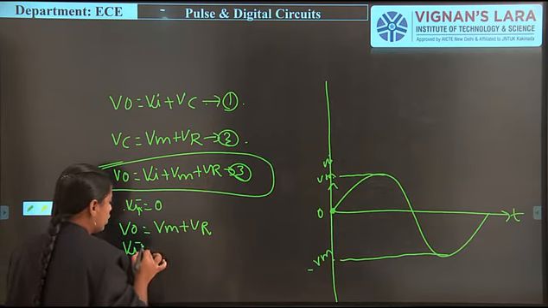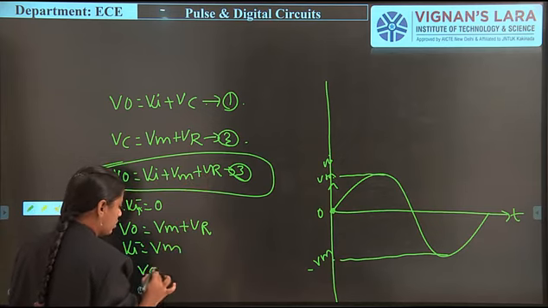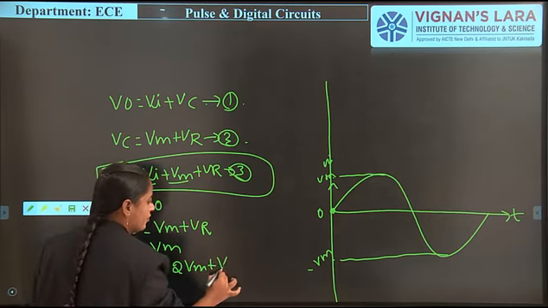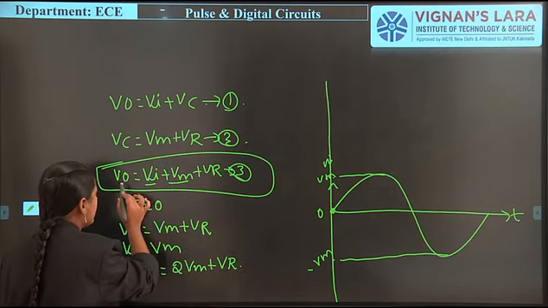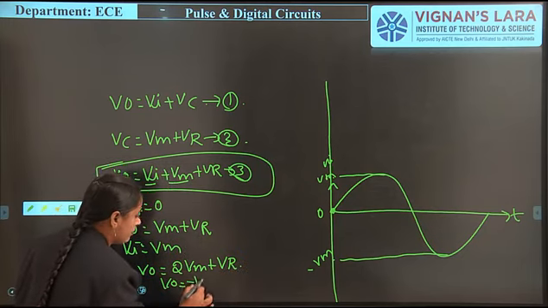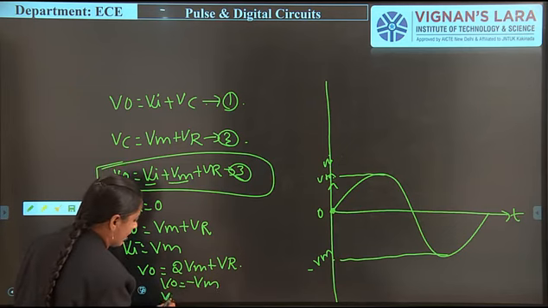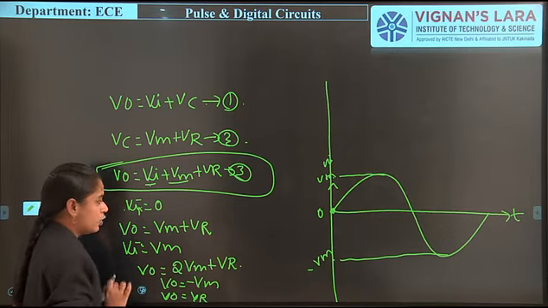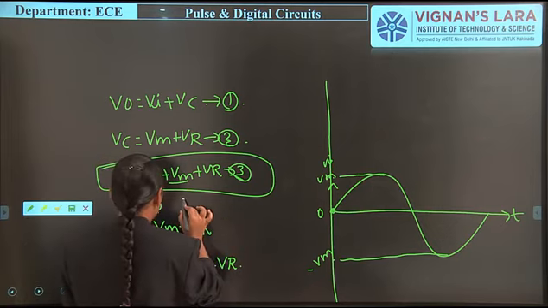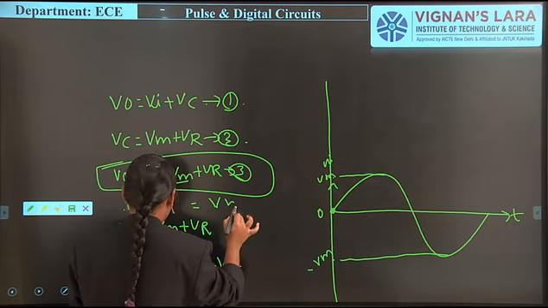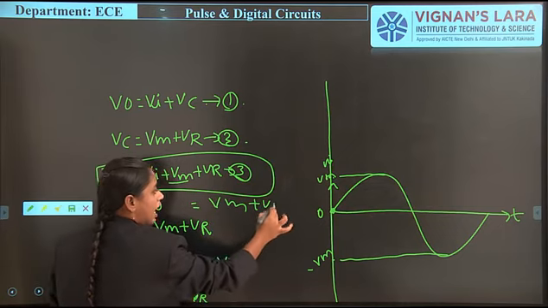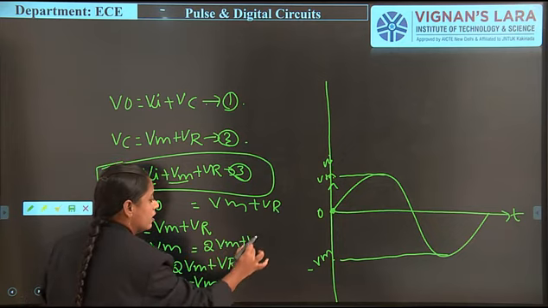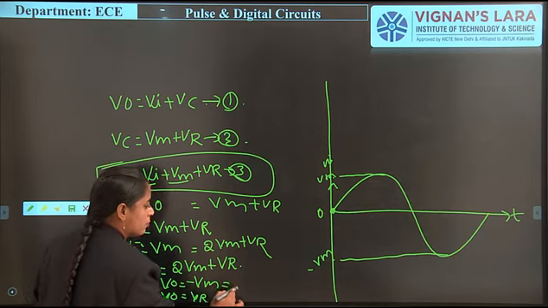At Vi equal to Vm, V naught is equal to Vm plus Vm, that is 2Vm plus Vr. And the next condition, at Vi equal to minus Vm, V naught is equal to Vr, because minus Vm and plus Vm cancel. So at Vi equal to 0, the output will be Vm plus Vr. At Vi equal to Vm, the output will be 2Vm plus Vr. And at Vi equal to minus Vm, the output will be Vr.